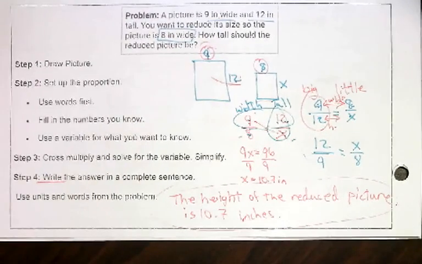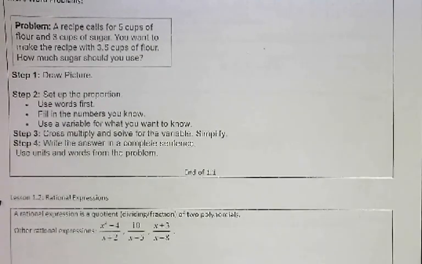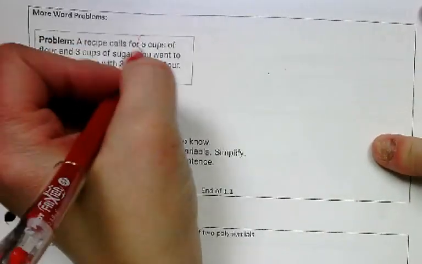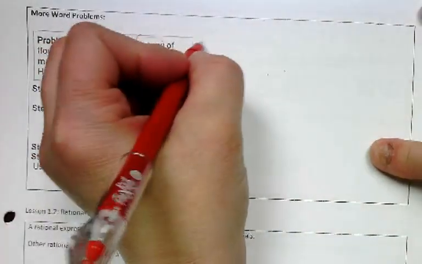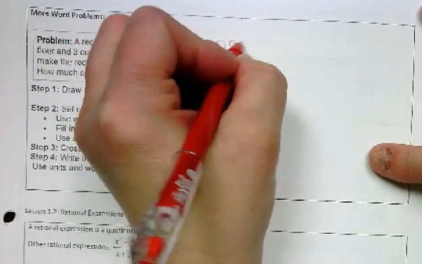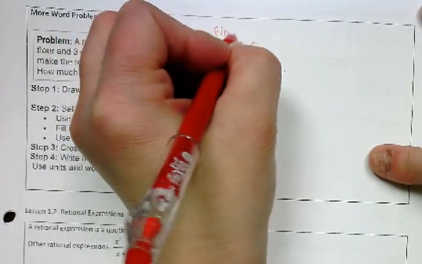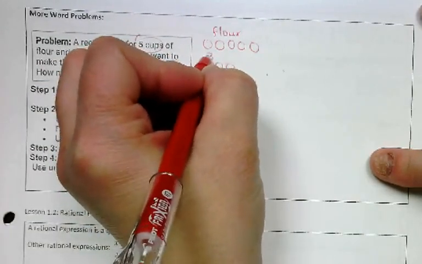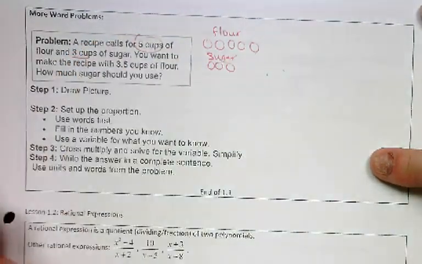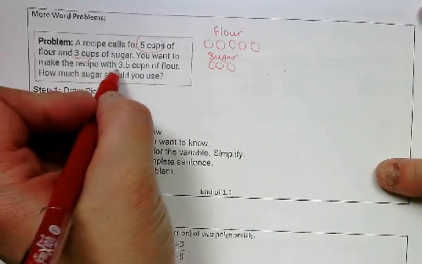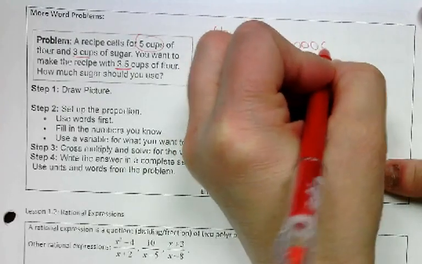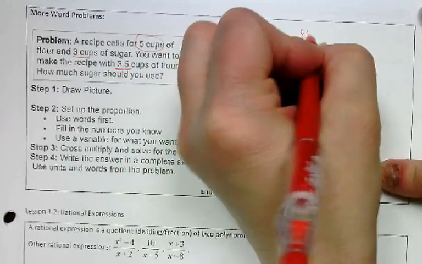All right, let's do one more word problem. So this one right here. We have a recipe and it calls for 5 cups of flour. There's my 5 cups of flour. And it calls for 3 cups of sugar. I want to make the recipe with 3.5 cups of flour. So how much sugar do I need?